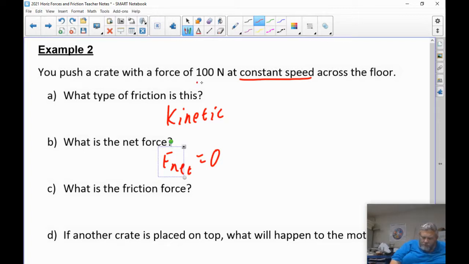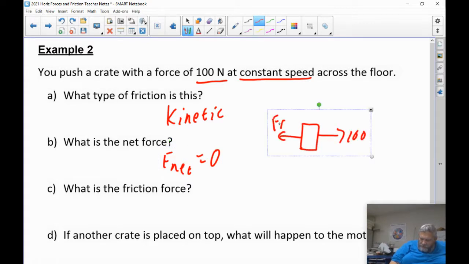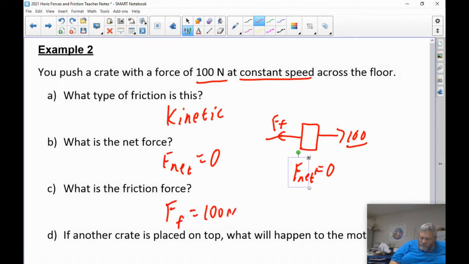If I push with 100 newtons of force, let's draw a free body diagram real fast. If I push with 100 newtons and friction is acting this way, and the net force is equal to 0, that means this and this have to be equal, right? So the friction force would have to be equal to 100 newtons, but acting backwards to the left.